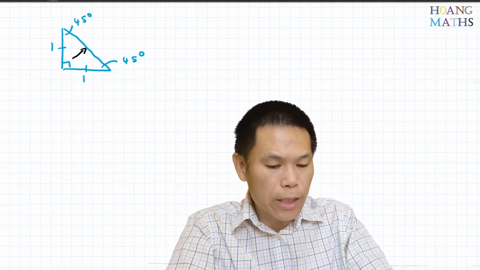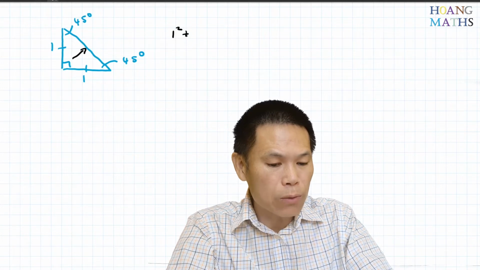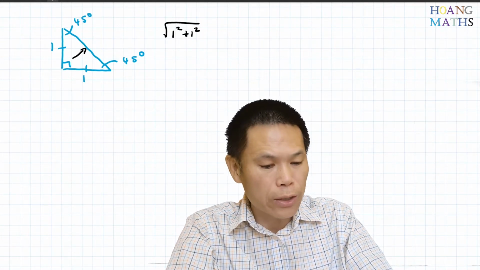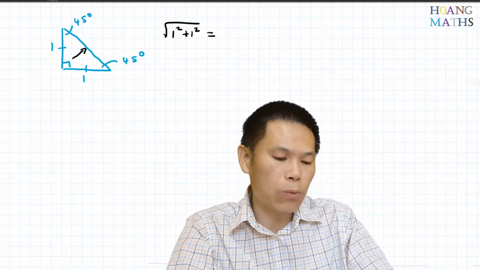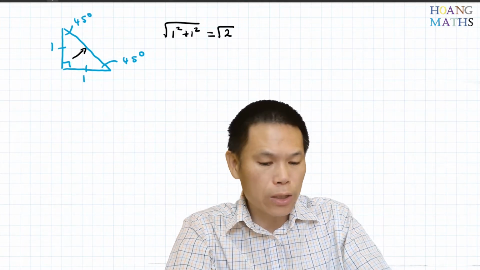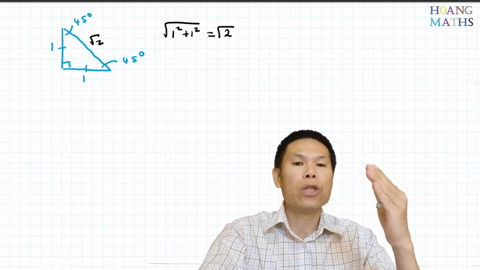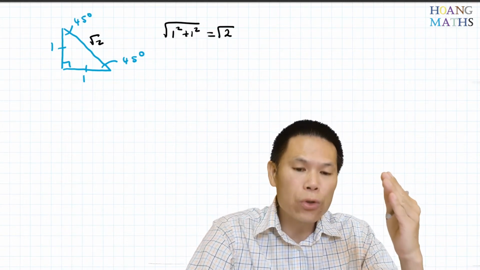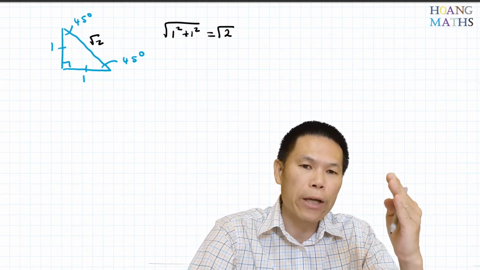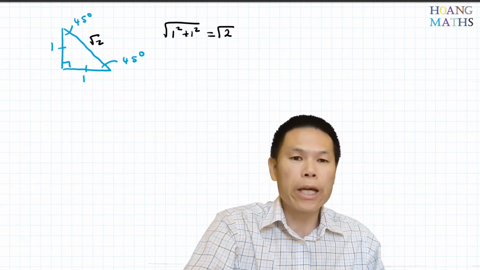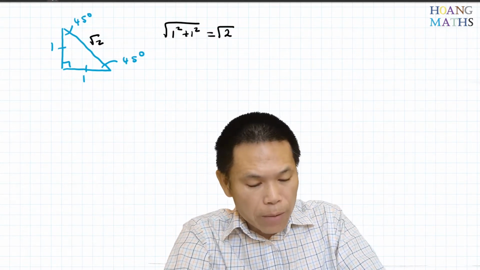So this one here is 1 squared plus 1 squared because it's the longest side. So 1 squared plus 1 squared is 2, so this is square root of 2. Let me clear this first. So there you go. All you need to do is just remember this triangle here, and then we can work it out from the triangle.